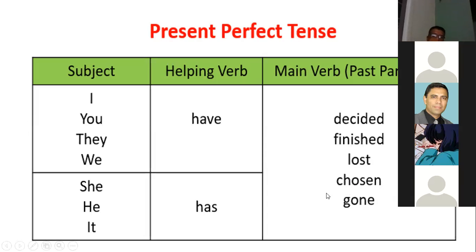In the case of chose, the past participle is chosen. In the case of go, the past participle is gone, okay? So for she, for he, and for it, we use the helping verb has. Okay, so let's read.